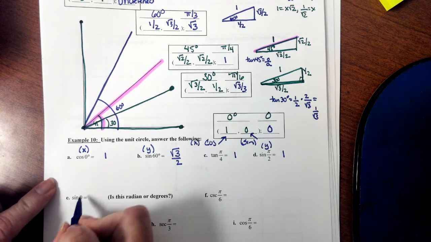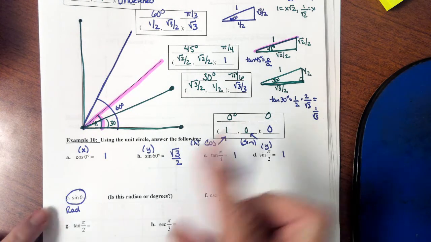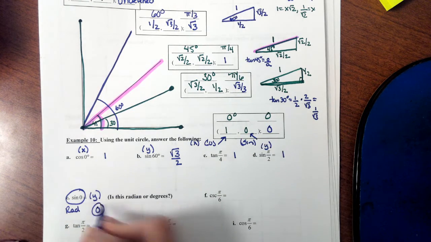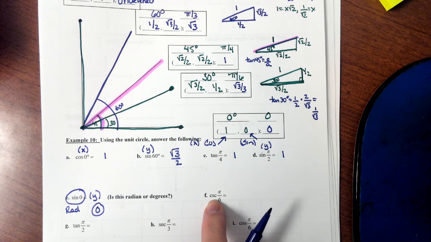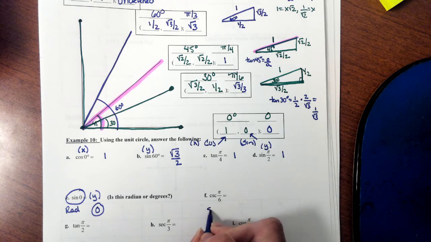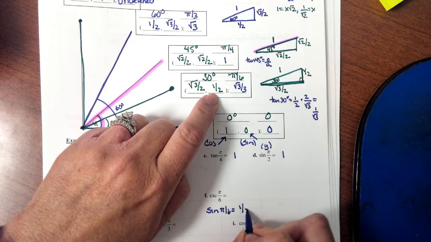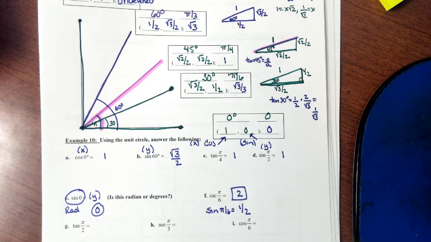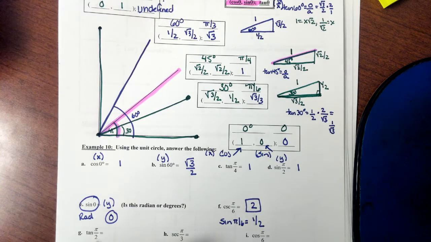Sine of 0, remember there's no degree symbol, so this is radians. So at 0 radians, remember sine is the y coordinate. So the y coordinate at 0 radians is 0. Now if you know the sine, cosine, tangent, you can find the other reciprocal. So at pi over 6, I know cosecant is the reciprocal of the sine. And the sine of pi over 6 is going to be 1/2. So when I take the reciprocal of 1/2, that's going to give me 2. Tangent of pi over 2, again up here at pi over 2, the tangent is undefined.